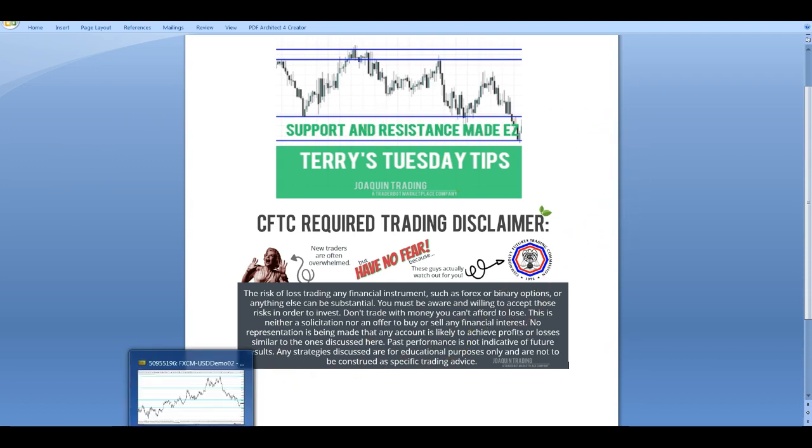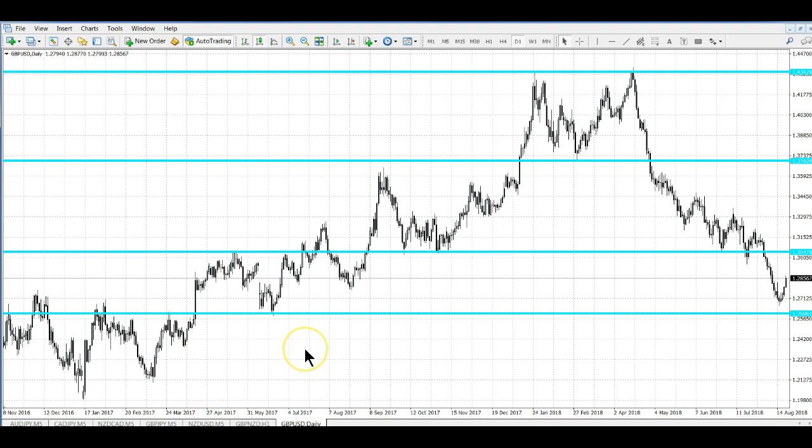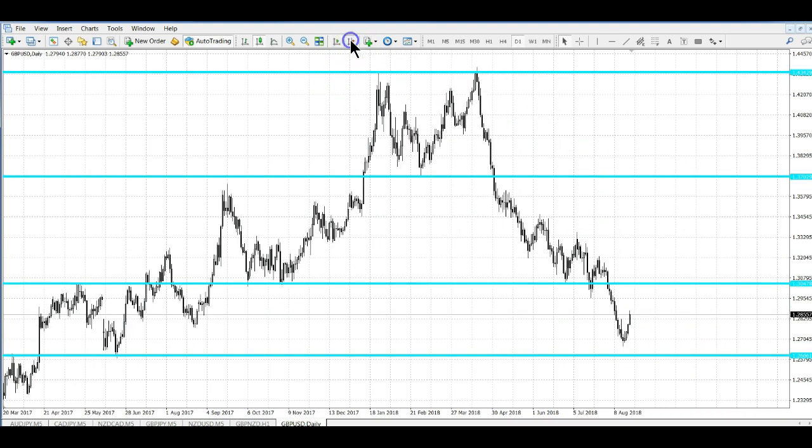Let's bring up a chart. This is a pound USD chart, a daily chart. I like to start with a daily because the higher the time frame, the more important and the more weight that support resistance plays. And as you can see, support resistance, when we discuss it, is about the horizontal lines that we put on a chart where price has bounced or turned around.